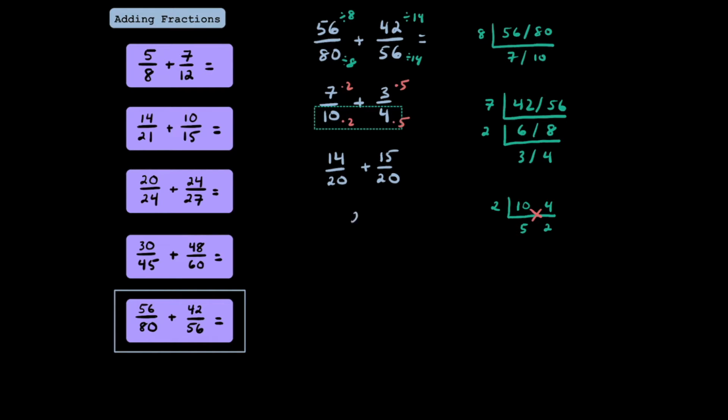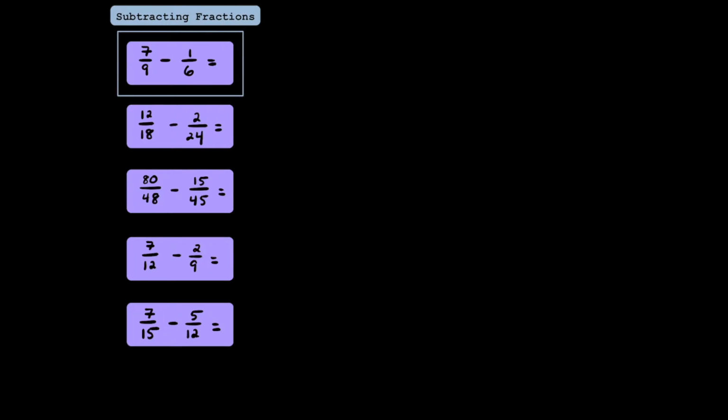14 plus 15 is going to be 29, and we still have a denominator of 20. We can write this as a mixed number if we want and say it's 1 and 9 over 20. This would be our answer here. Now let's try subtracting fractions.